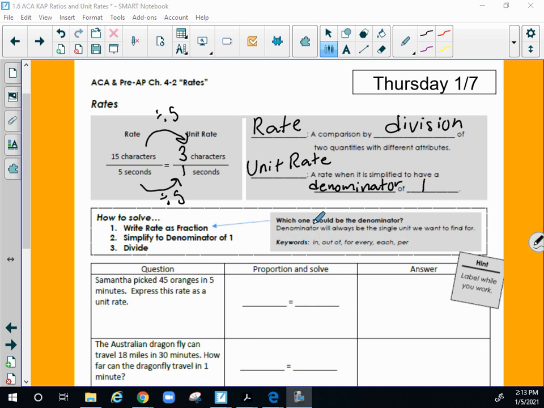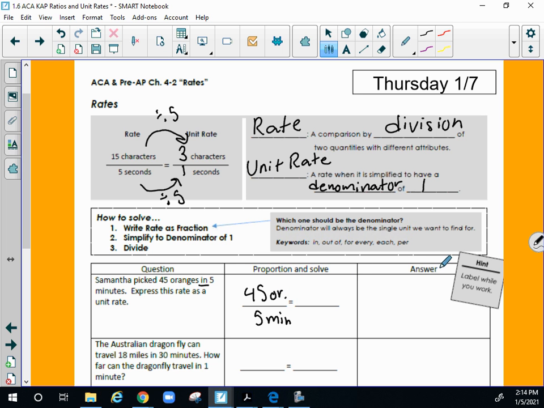So if you notice here, it says the denominator will always be the single unit we want to find for. Some key words are in, out of, for every, each, and per. So if you're looking here, it says Samantha picked 45 oranges in 5 minutes. So our denominator is going to be 5 minutes, which makes our numerator 45 oranges.